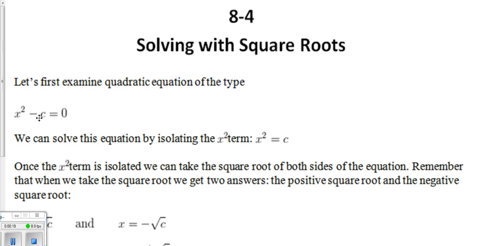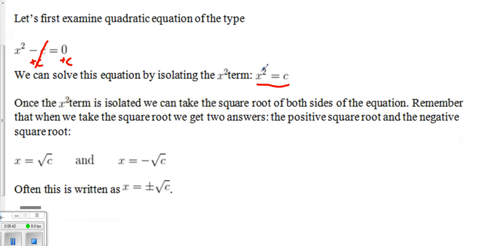x squared minus some number c equals 0. We can solve something like this if we get x squared alone. How to do that is we'd have to add that value c to both sides. When we do that, that cancels out over here and just leaves it on this side. So we have x squared equals c, as you can see over here.